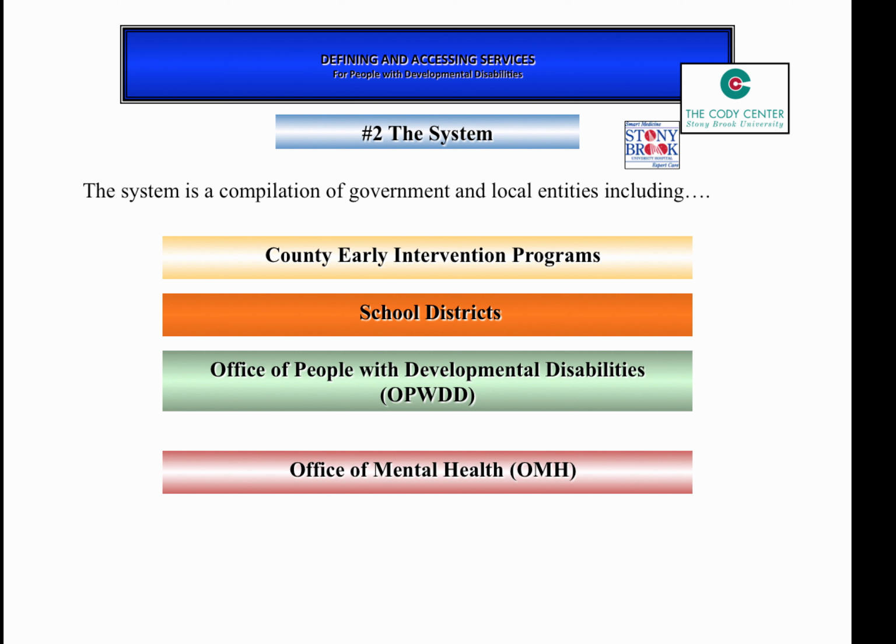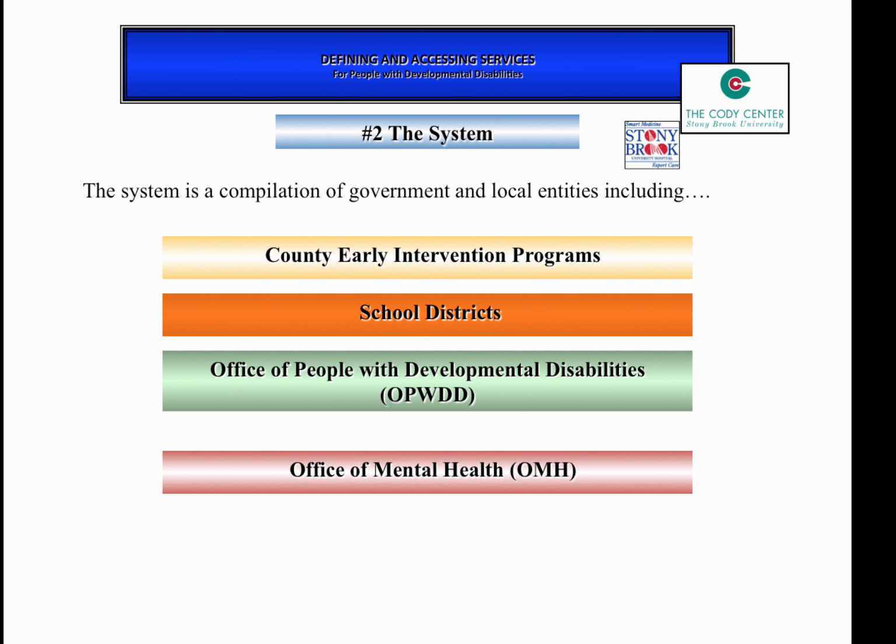So for our little babies, children age 0 to 3 fall under early intervention programs because we want to provide services as early as possible to capitalize on developmental windows for these children. The school districts start providing services at age 5 years old. And nestled in there, when we talk about early intervention, there's also the Committee on Preschool Education that's run also through the county, and we'll talk about that.